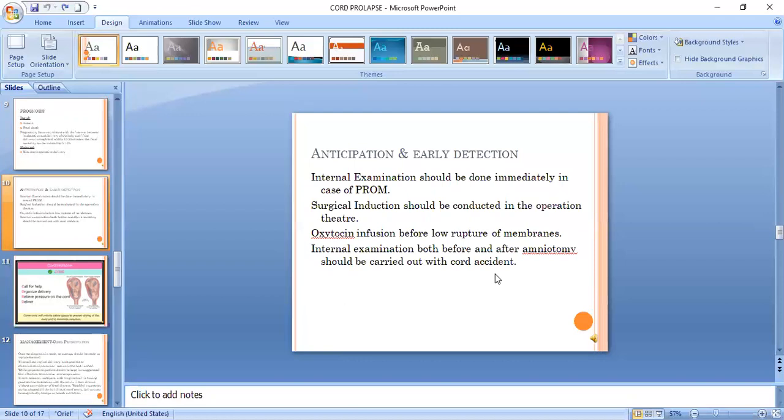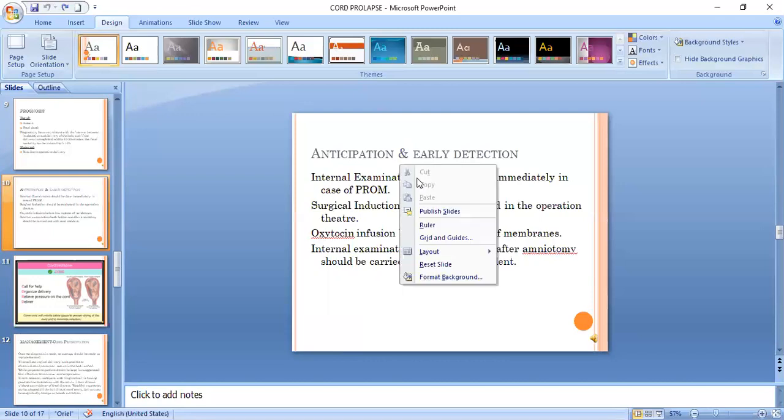Okay, and if we are performing surgical induction, we are supposed to conduct it in the operation theater, and oxytocin infusion should be started before the rupture of membrane. And whenever we are performing amniotomy, that is artificial rupture of membrane, before as well as after this procedure, we should do the per vaginal examination to see, to feel whether the cord has prolapsed or not. So that is about the anticipation and early detection.